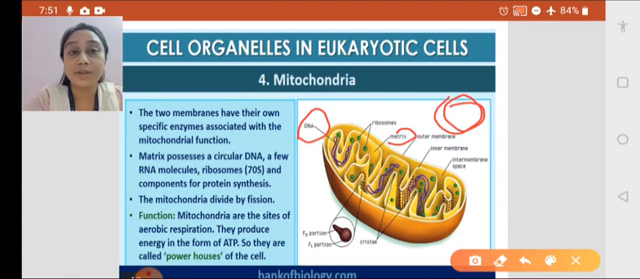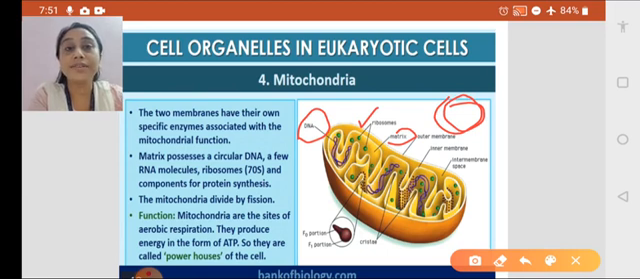Apart from the circular DNA, the mitochondria also has ribosomes. You can see these green bodies are ribosomes. These ribosomes are also different. Why? Because these ribosomes are the prokaryotic ribosome of 70S. This matrix will also have RNA. The DNA, RNA and the 70S ribosome are responsible for production of protein inside the matrix of the mitochondria. That means the mitochondria is self-sufficient.